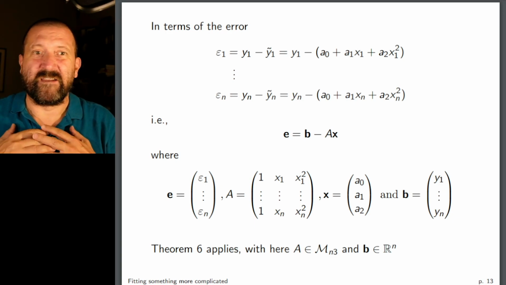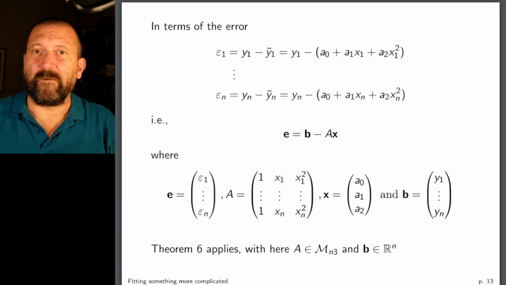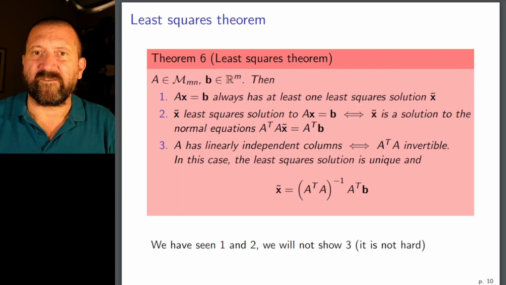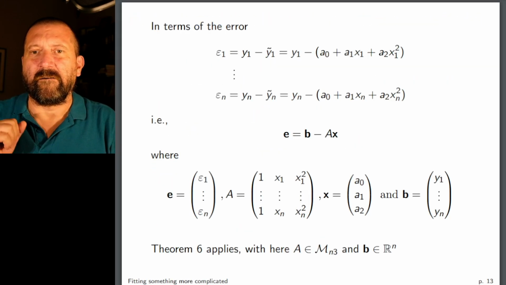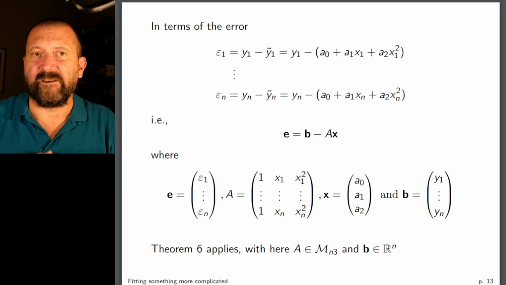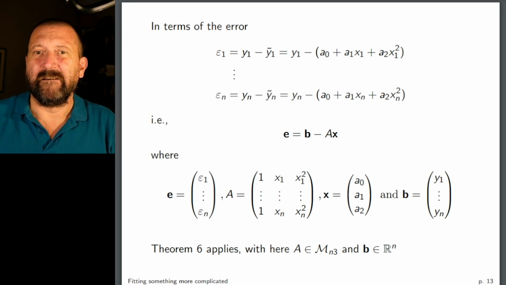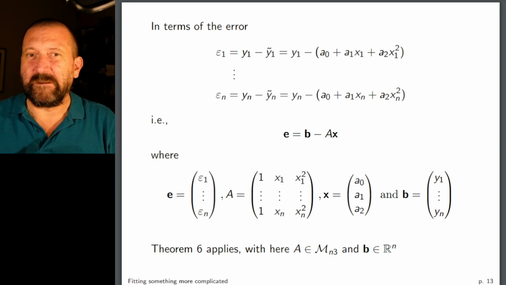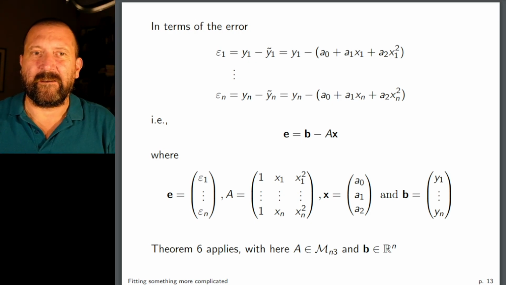This is exactly of the same form as we had before. So our theorem 6 that we saw before, the least squares theorem, does apply exactly the same way as it had before. We have A here, which is in M of n by 3, since there are n data points, and B is in Rn. And that's it. And I'm now going to show you an example.